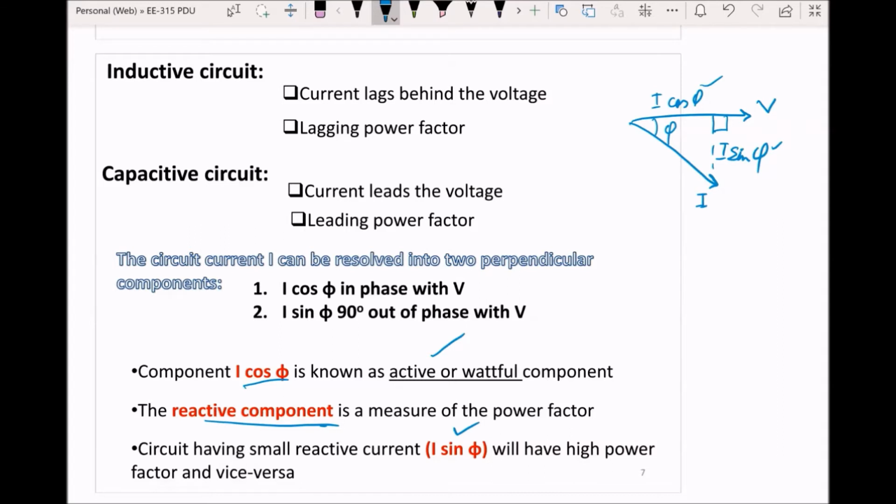Okay, understood. So if we reduce the reactive component, which is the I sin phi, we will only be left with the I cos phi. And the greater the factor of cos phi, the more improved the power factor. So in this way, the overall power factor can be improved by reducing the I sin phi.